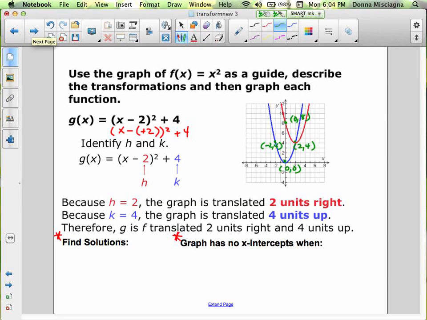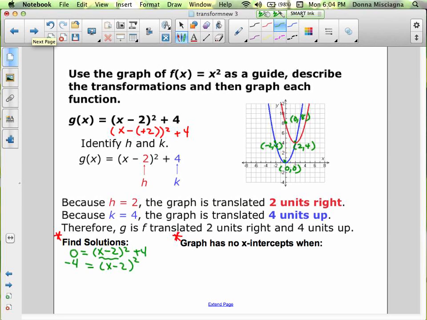Now let's talk about finding the solutions here. If we weren't graphing this using translations, we were just finding the x-intercept, y-intercept, and vertex. Let's see what happens when we go to find the x-intercepts. When we find the x-intercepts, we set the equation equal to 0. So 0 equals (x - 2)^2 + 4. And we want to isolate the something squared. So we would subtract 4 from both sides. So negative 4 equals (x - 2)^2.